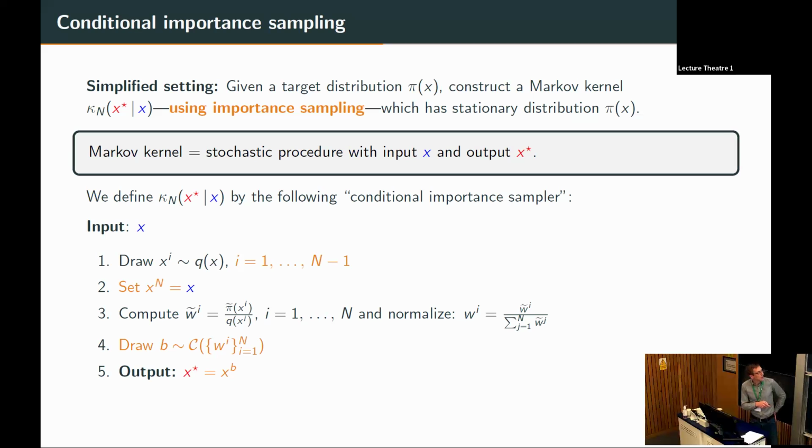I then compute some importance weights, W tilde, the ratio between the target, or unnormalized target, and the proposal. I do this for all the samples, including the Nth, which means that I also get the weight for the sample that I have as input to this procedure. I normalize these weights, and then I draw a categorical variable with probabilities given by these normalized importance weights. And then I take the Bth particle or sample and return it as the output. That would be my red x star.